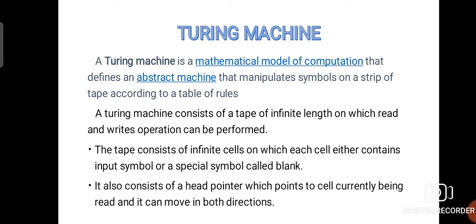The tape consists of an infinite number of cells, where each cell either contains an input symbol or a special blank symbol. The input symbols will be filled in the tape, and all the remaining cells will be filled by blank symbols. Also, the finite control consists of the head pointer. The head pointer points to the cell currently being read, and after reading one symbol from the current cell, it will move to the next cell either in the right direction or left direction.